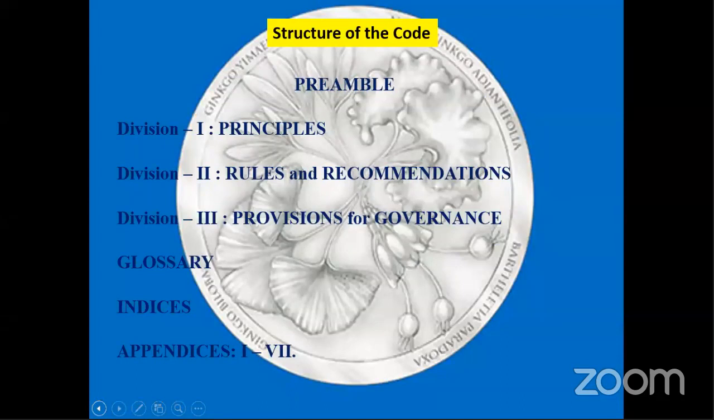Now, the structure of the Shenzhen code. Every code has a structure, but I told you that the earlier, primitive codes did not have any structure. After the 1950s, we needed a permanent structure for our botanical code, ICBN or ICN. Now the Shenzhen code has three divisions, a glossary, indices, and appendices. Division one is principles, that is the objectives of the code. Division two is rules and recommendations, that is the major part of the nomenclature. Division three is provisions and governance. It is about the code and how we maintain the stability of the code. Everything is given in the provisions for governance. And the glossary, as I told you already, gives the definitions for each and every term used in the code. And indices, and appendices: seven appendices are there, which we will go into in detail.